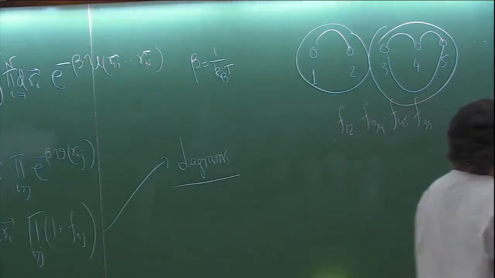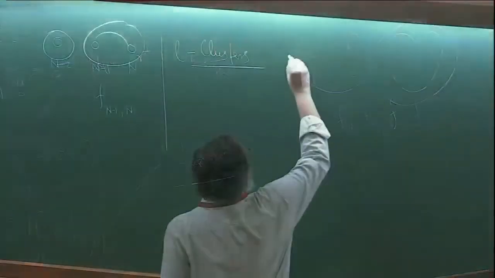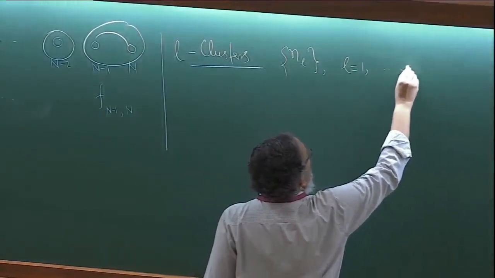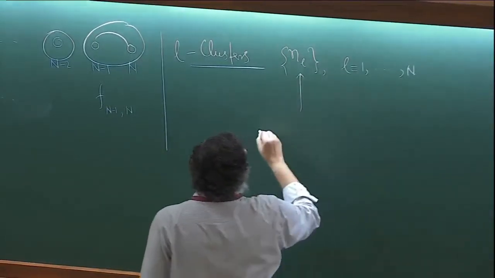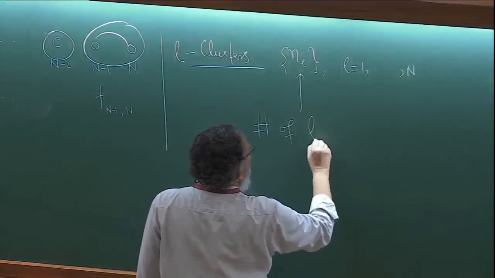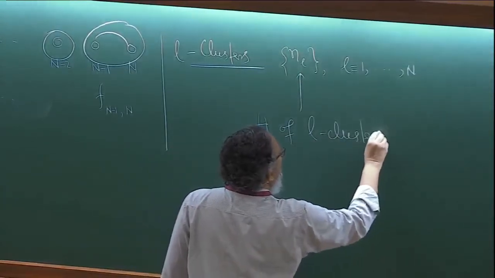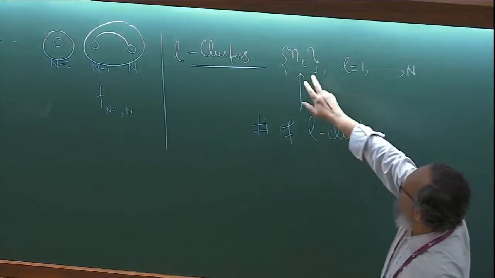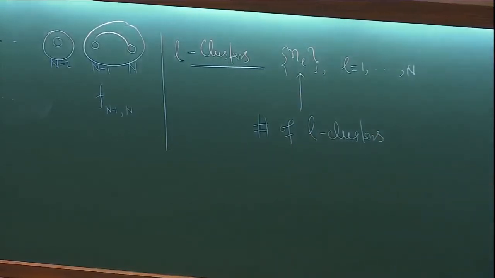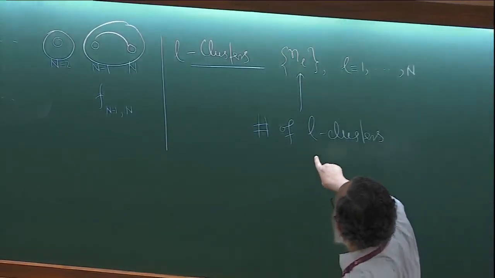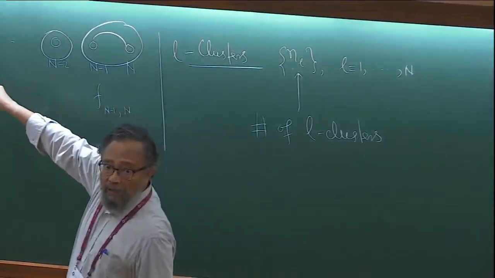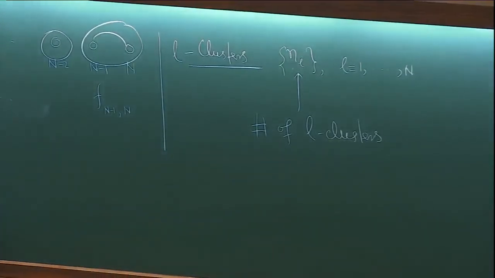So a particular diagram, I will say, is characterized by these numbers, n sub l, and l goes from 1 to n. And this n sub l is the number of l-clusters. So each diagram will have a certain number of clusters, and these numbers will be specified by these integers. n_l can be 0, goes to high values, depends on which diagram you are looking at. And this set of integers will specify each particular diagram that in turn corresponds to a particular term that you get when you do the expansion. Yes?